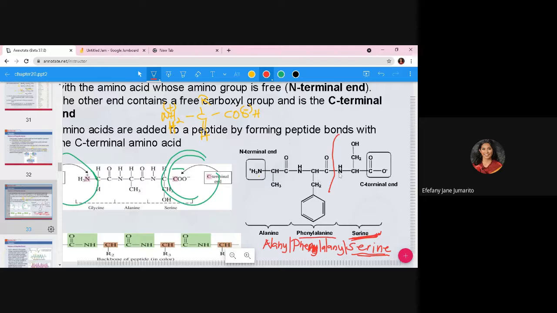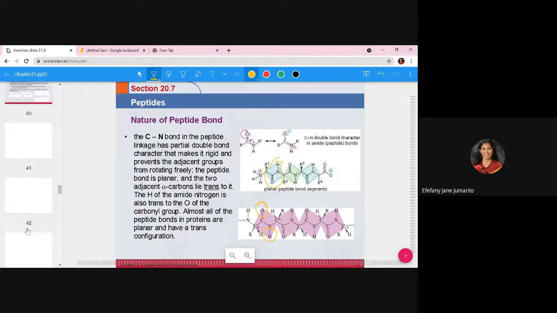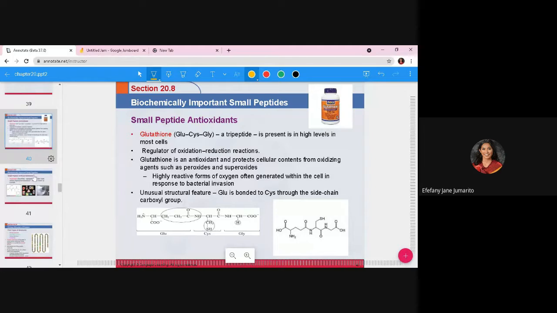Okay, what is the name of this tripeptide? What's the name? Alanyl phenylalanyl serine, ma'am. Okay, that's good. So that's how you name your peptides.